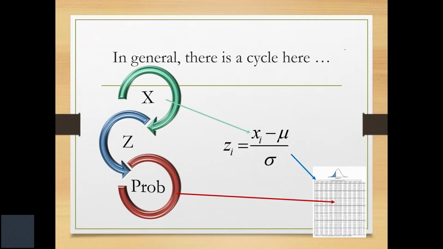So in general, there's a cycle here. We have a value, x, and we want to standardize it and put it onto our z, which then allows us to either use the table or use the function in R. And from that, we get a probability. So we start with x, we translate it to something where we have a model we can use, and then we get a probability.